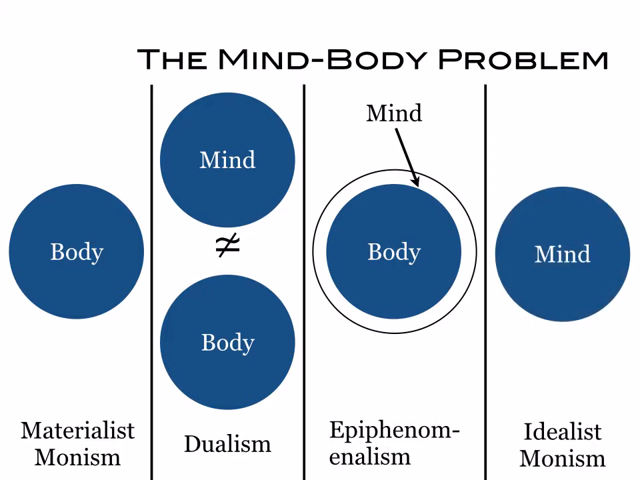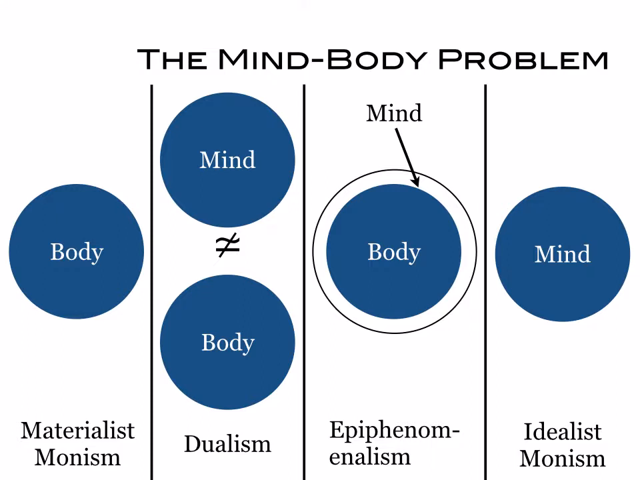And then the fourth position is the idealist monism. This was the position of the philosopher George Berkeley, who argues that in all reality, there is no material world. All that exists is the mind, the realm of sensations, the realm of experience. This would be sort of like a Matrix type mentality. There is no physical world outside of my thoughts, outside of the mental realm. We make them up in our own mind.